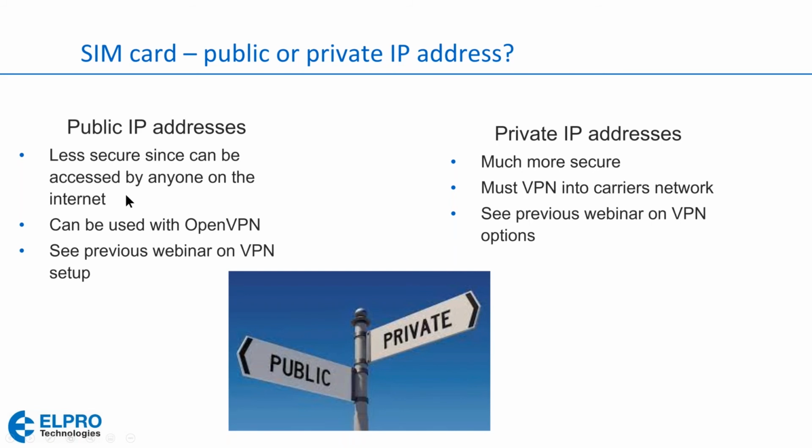Now, one of the advantages of a public IP is we can use a VPN service like OpenVPN. It's fairly complicated to set up, but it does require that you use public IP addresses. And once you've got them, then it's generally a pretty secure connection. And we've got a webinar on how to set that up there.